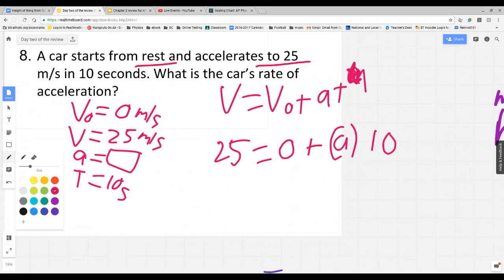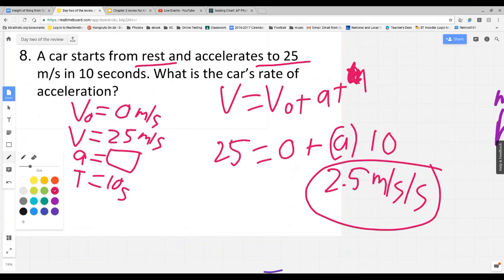2.5. So 2.5. Sir, couldn't you just do the change in velocity over the change in time? That is what I did.